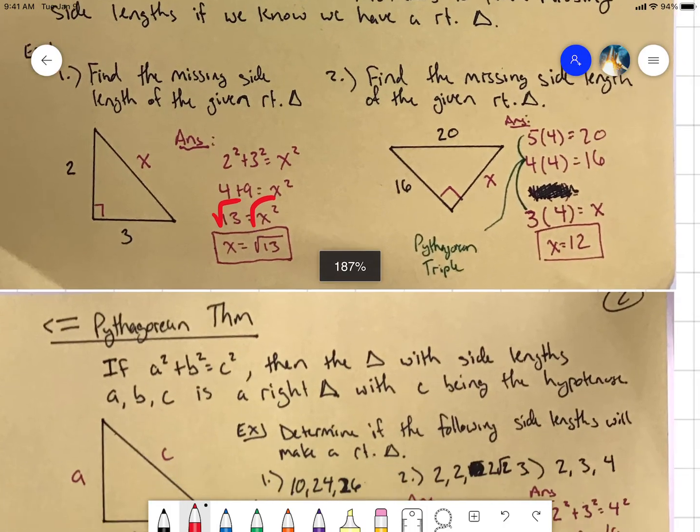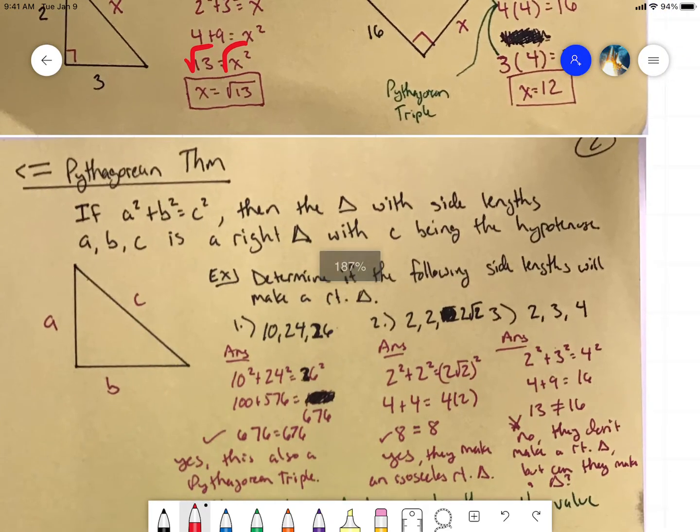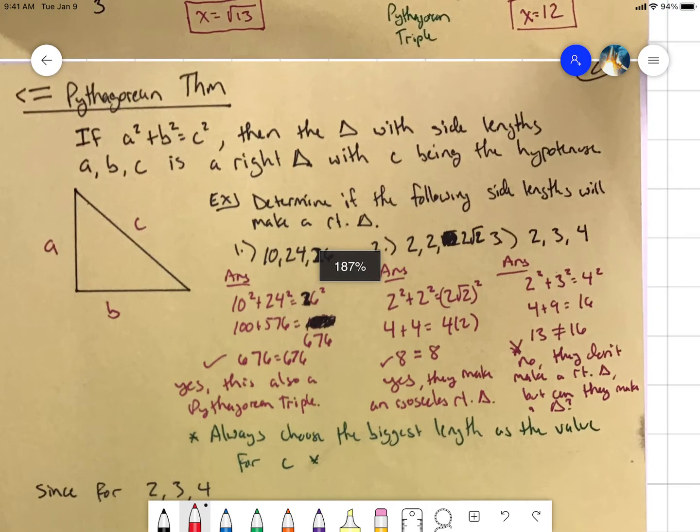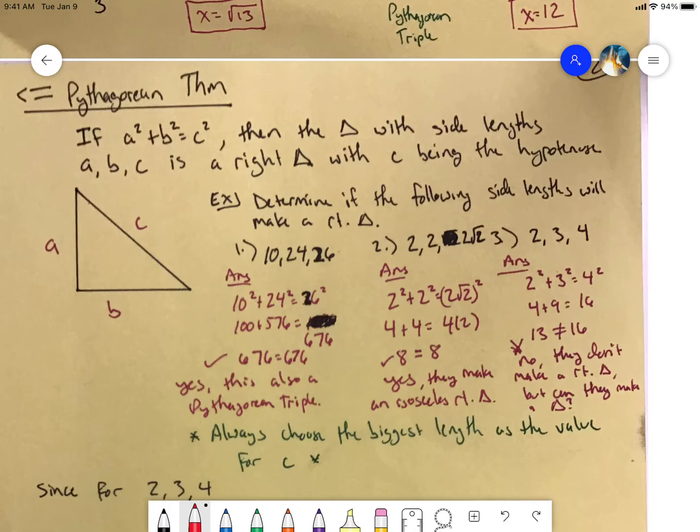Okay. Now we have the converse of the Pythagorean theorem, which basically says, hey, if we have some triangle here with a, b, and c as my sides, and let's assume c is always my largest side. Again, I'm going to highlight this. This is going to be the largest side. Then if I prove that a squared plus b squared is equal to c squared, then we've actually shown that this is a right triangle.